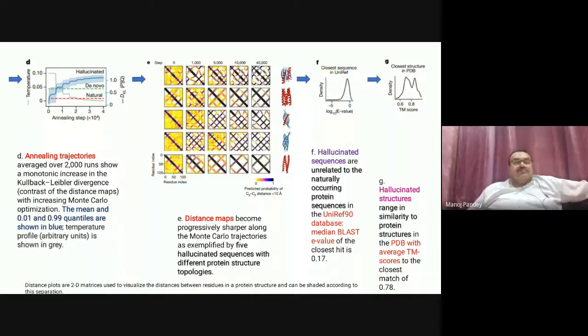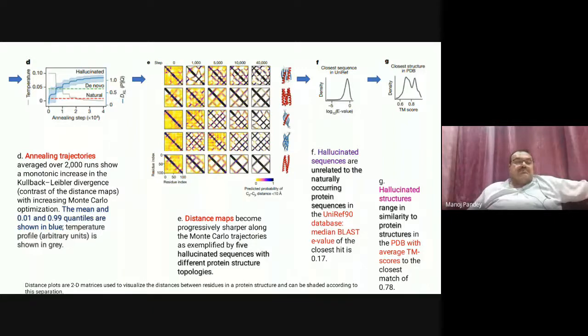Here, the second figure, E, shows the distance map. Distance plots are 2D matrices used to visualize the distance between the residues in a protein structure and can be shaded according to their separation. Distance maps become progressively sharper along the Monte Carlo trajectories, as exemplified by five hallucinated sequences with different protein structure topologies.